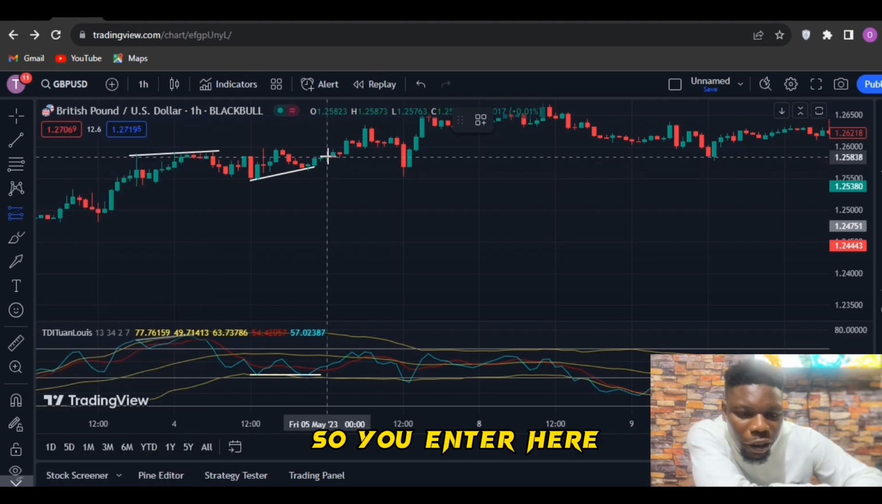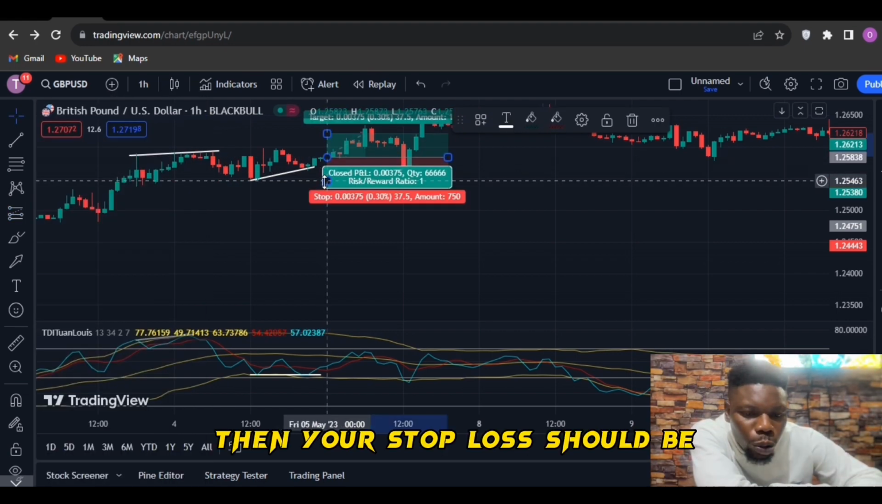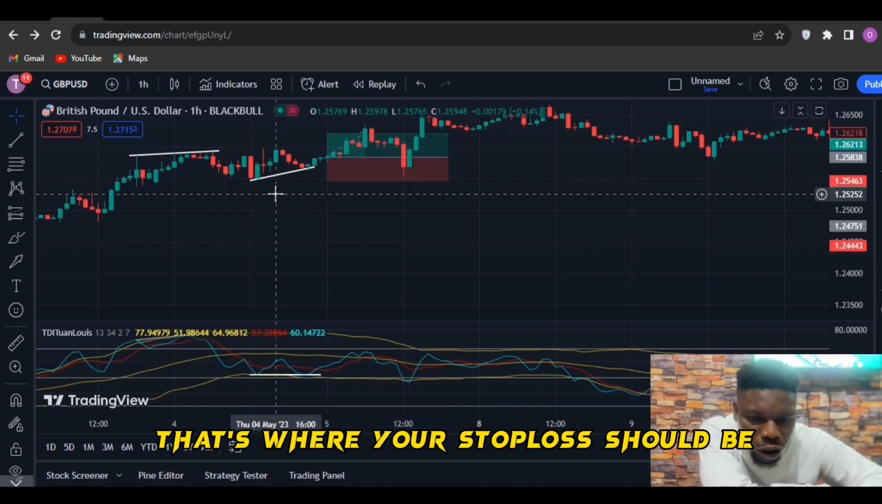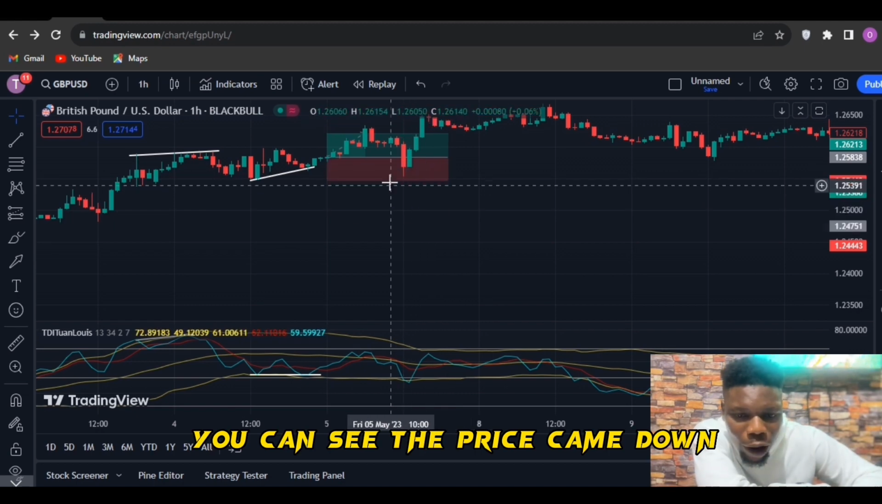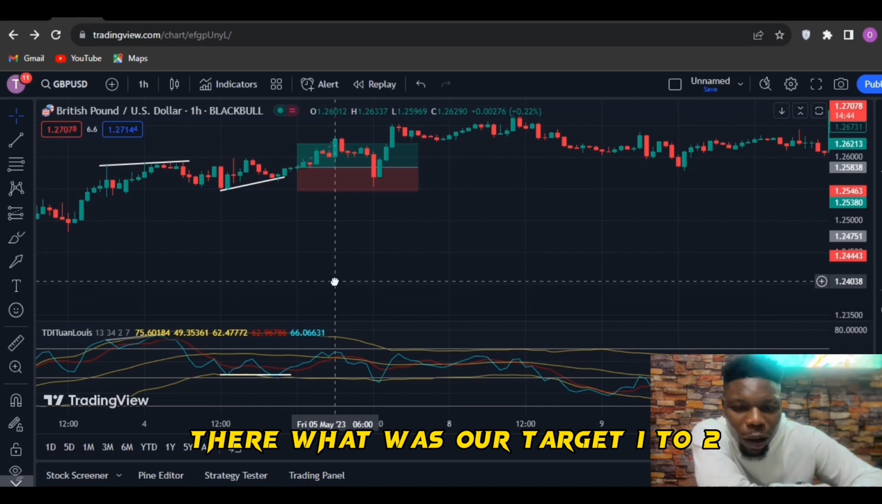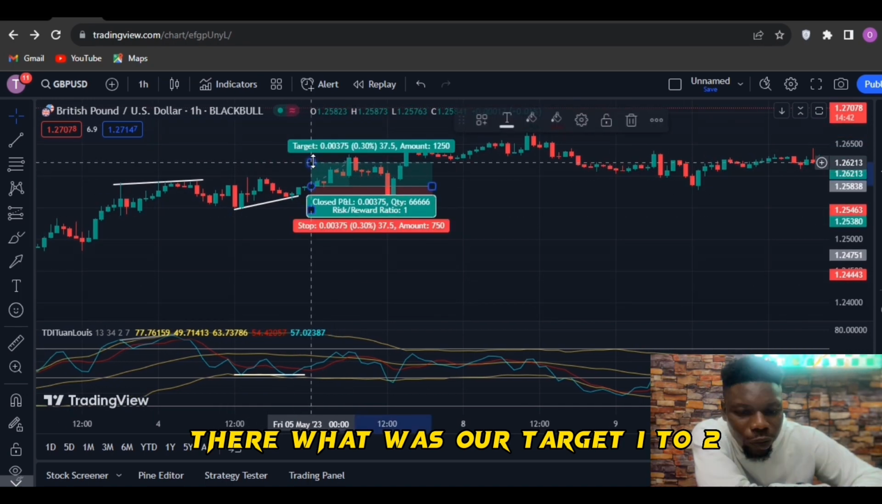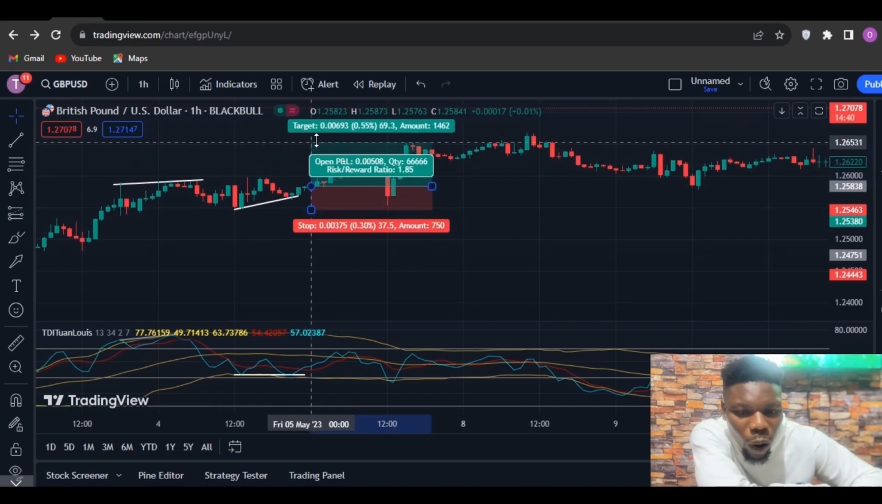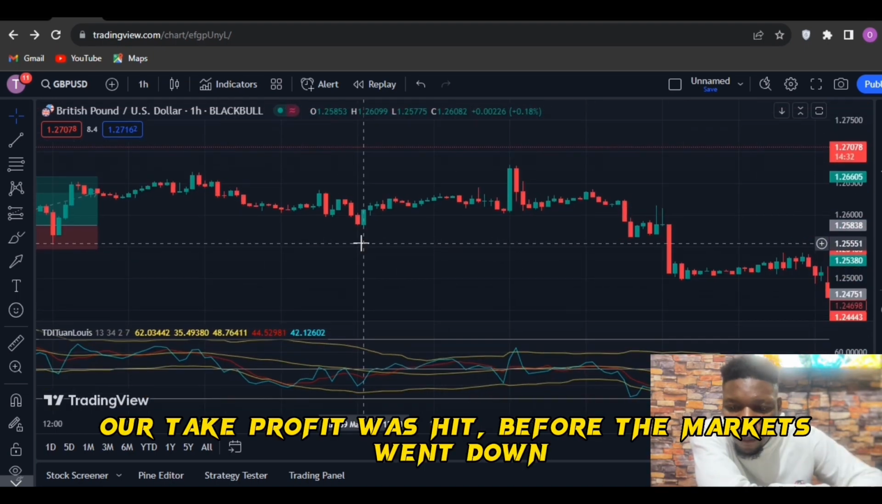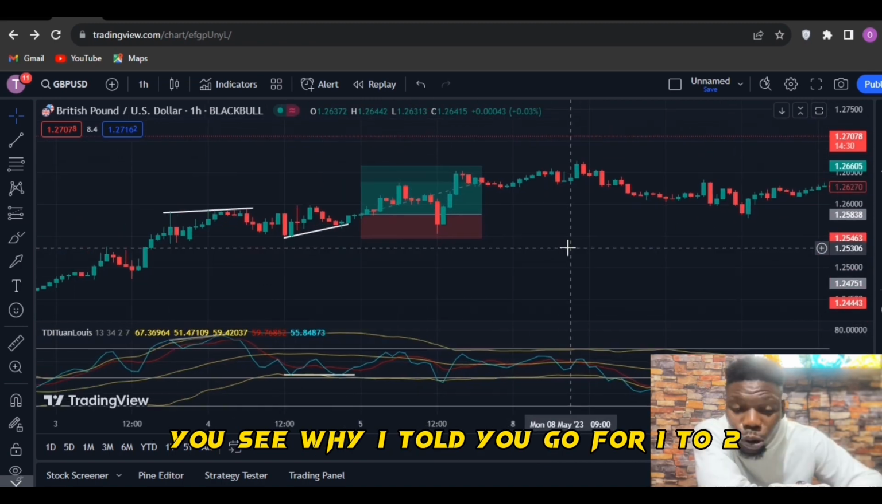Then your stop loss should be on that low, the low that created that move. That's where your stop loss should be. You can see the price came down, but it never took us out. Stop loss was here. Then what was our target? 1 to 2, guys. You see, boom, our take profit was hit before the market went down. You see why I told you to go for 1 to 2.